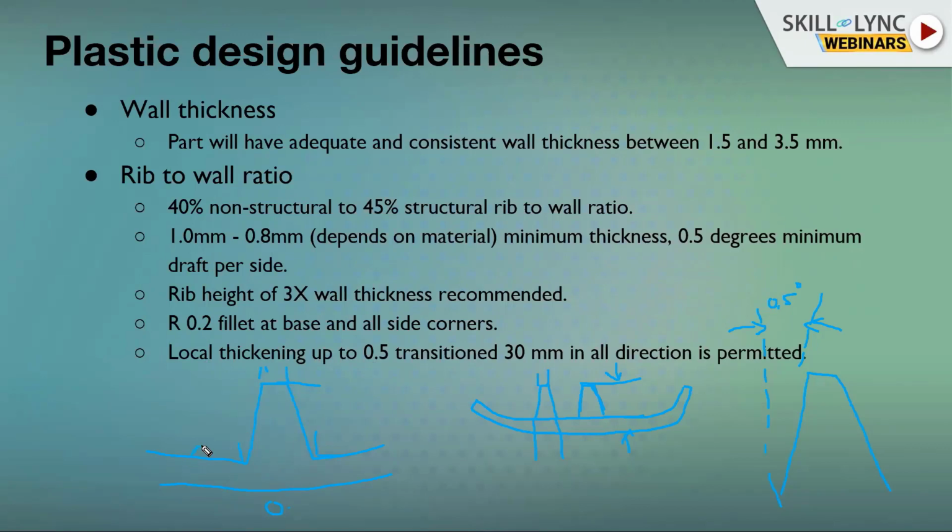That means here I add a material locally, and this thickening will be 0.5 millimeters, and then the transition of 30 millimeters. So from here and this transition, and then it continues with the material thickness. So from this to this transition will be 30 millimeters. And adding local thickness, then here I can maintain 40% of the rib thickness, right? So this is just the basics of plastic design guidelines.